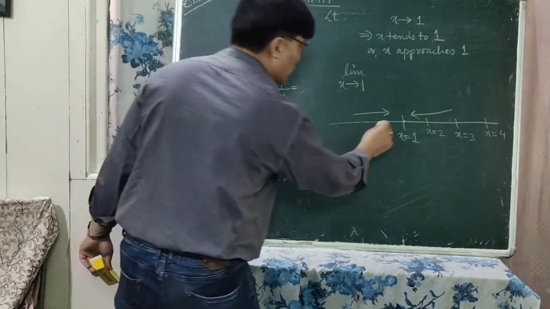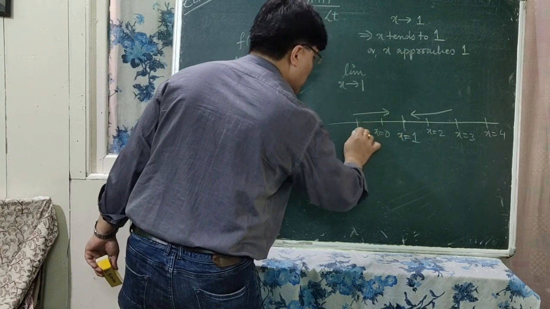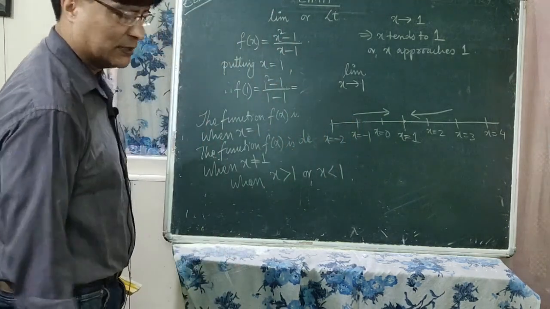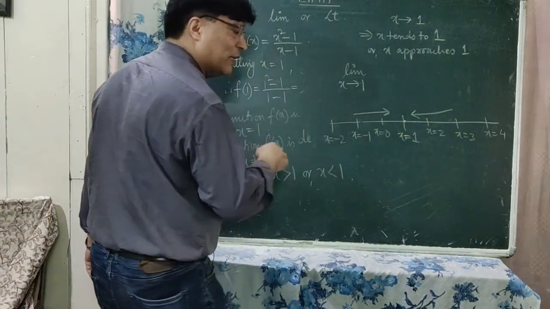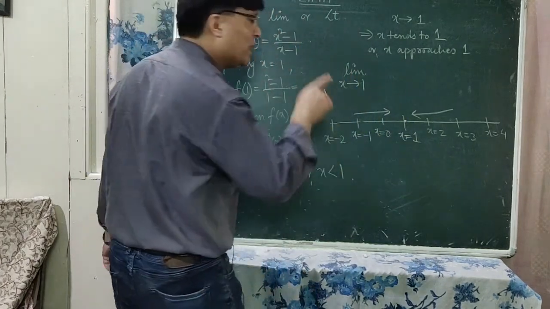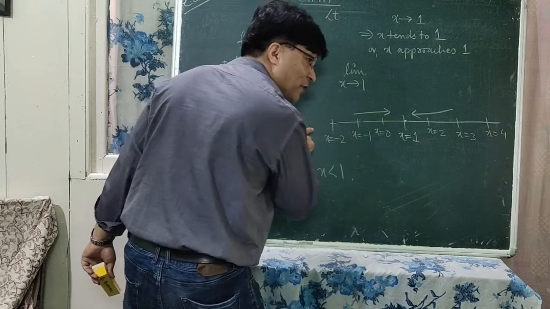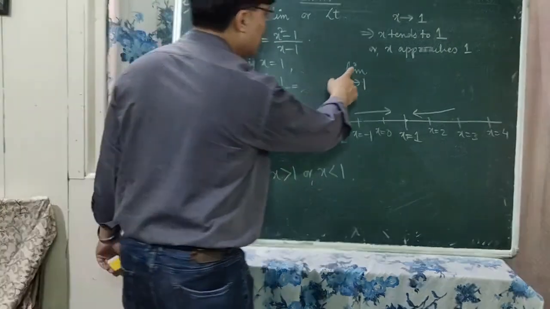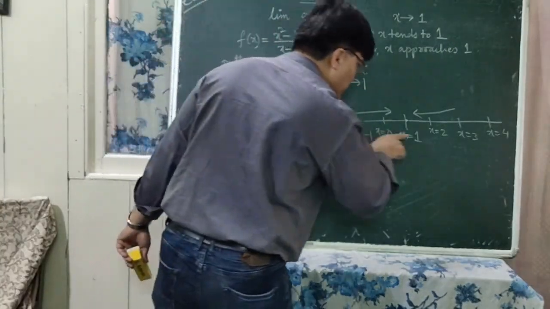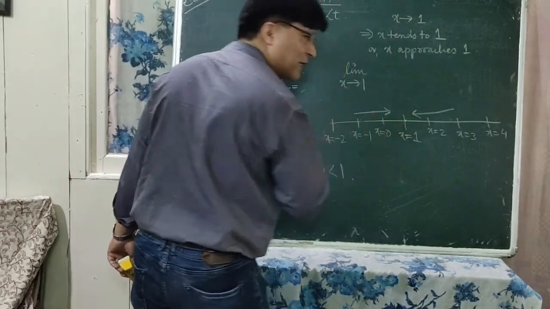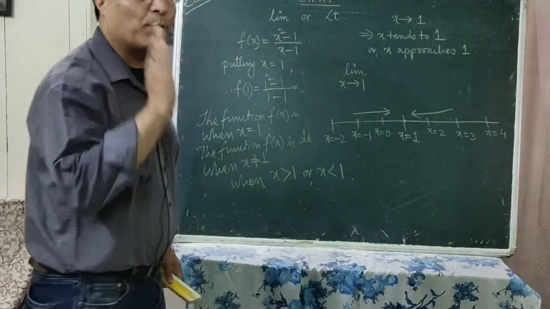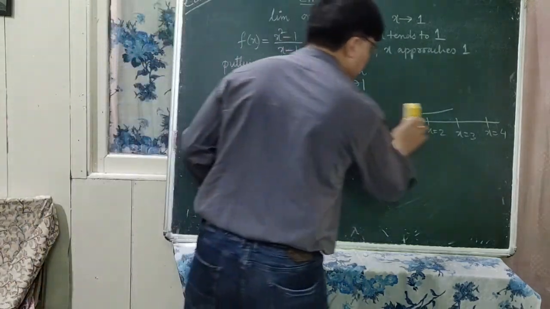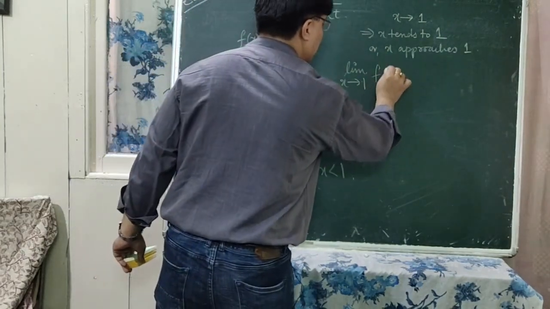And on the left of x equal to 1, it may be x equal to 0, x equal to minus 1, x equal to minus 2. It goes up to minus infinity. So x approaching towards 1 means x is going nearer and nearer to 1, either from the left hand side or from the right hand side. So limit x tends to 1 means x is approaching 1 from either side, but x is not exactly equal to 1. Is that clear?